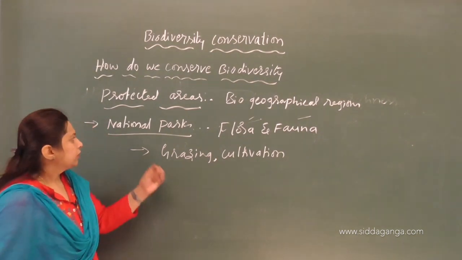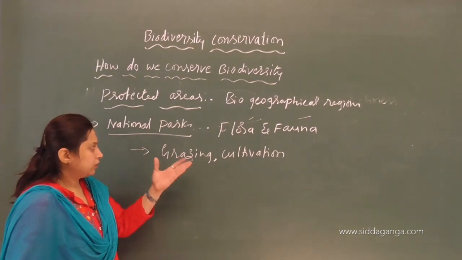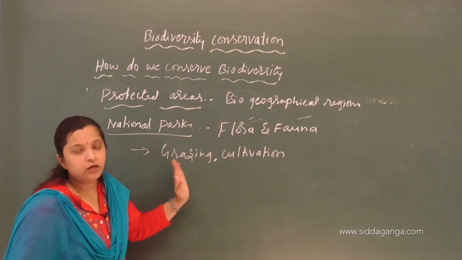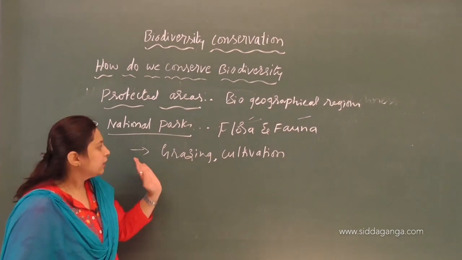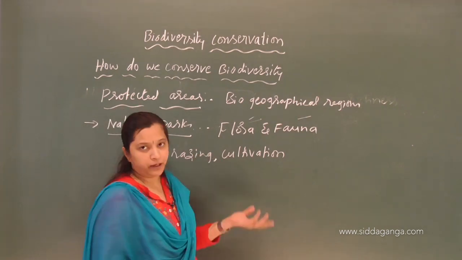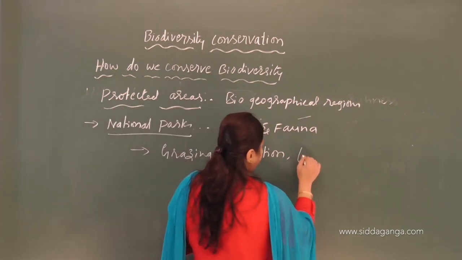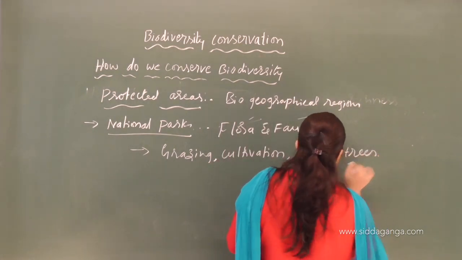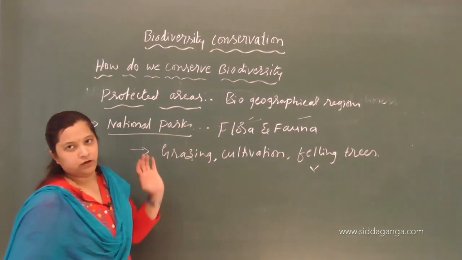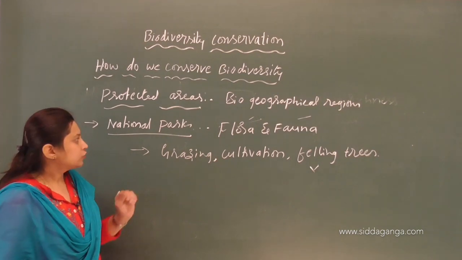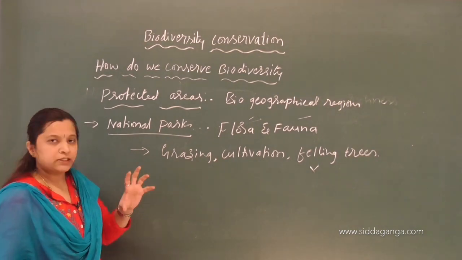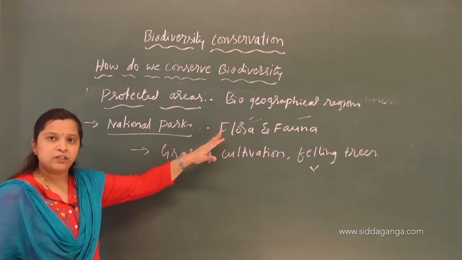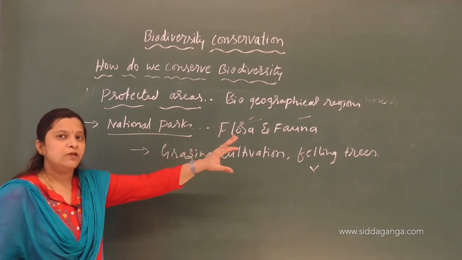In national parks, no human activities are allowed. Either grazing, or cultivation, or cutting or felling of trees, all such human activities are not allowed here in the national parks. So that is what national parks are. They are the larger protected areas, mainly meant for the conservation of both flora and fauna.